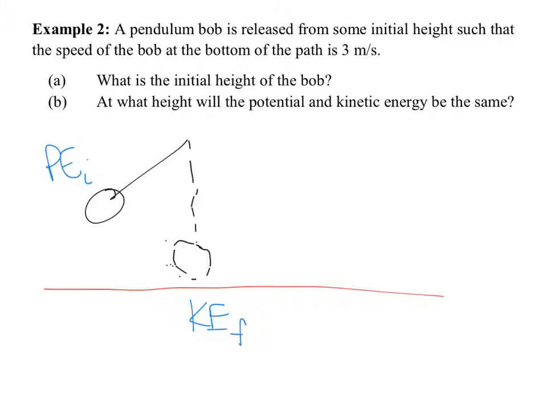What do you recognize about this problem? At the beginning, before it's released, it's all potential. At the end of the path of the bob, or at the bottom of the path of the bob, it's got kinetic. The bob is the mass.